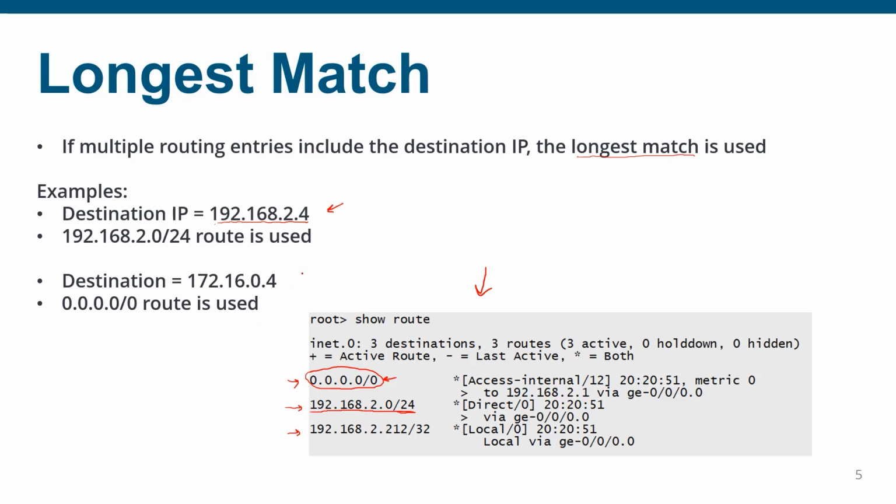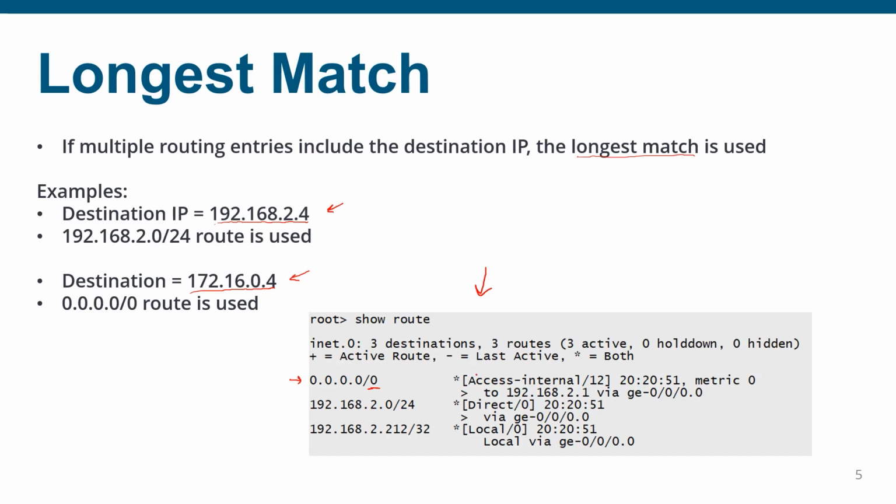Even though the 0.0.0.0 route does include this destination, the most specific route that includes it is the /24. Now, if we had a destination IP address of 172.16.0.4, then our 0.0.0.0 route would be used, because neither of the other routes include this destination. Only the 0.0.0.0 route, which includes everything, is used. It is the least specific route that exists. However, it does include everything, which is why it's called a catch-all.